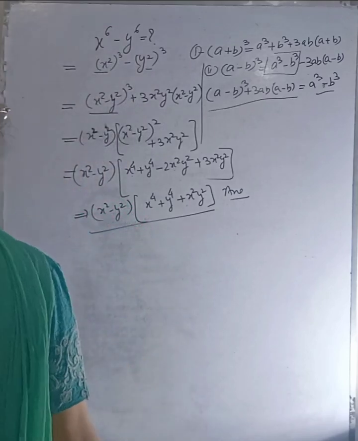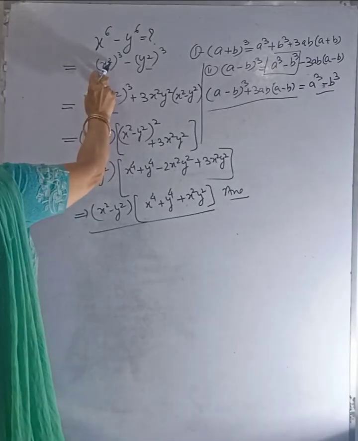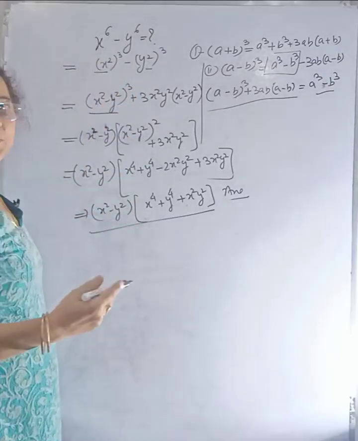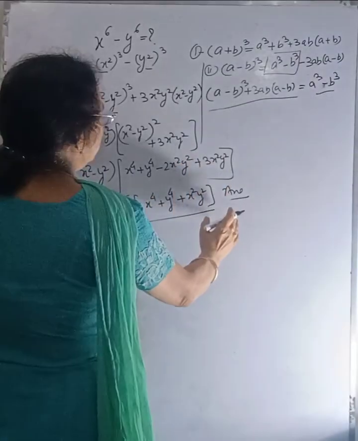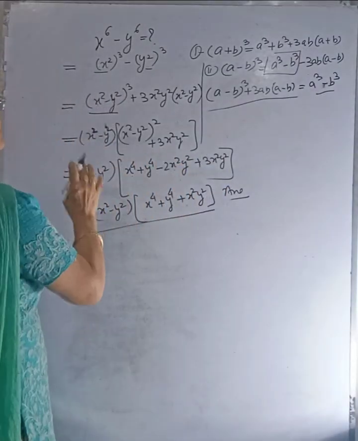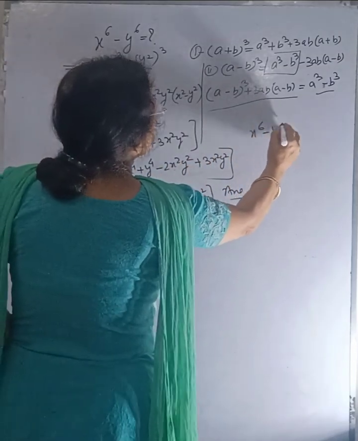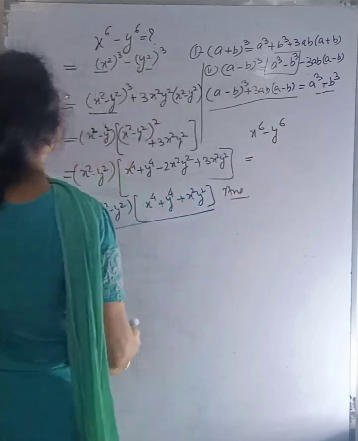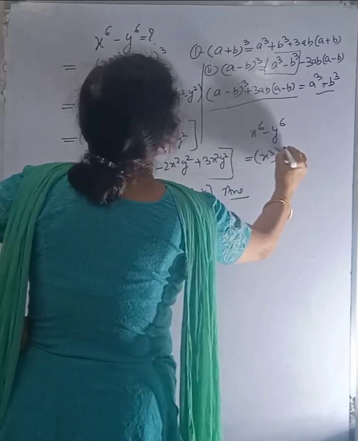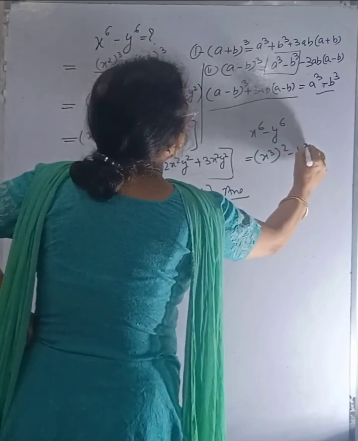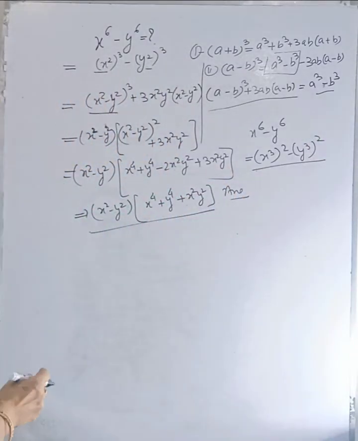This is for the case when we are using x square in terms of cube. Okay. Now, the second method: we can do it another way, that x to the power 6 minus y to the power 6 can also be written as x cube whole square minus y cube whole square. Answer should be the same.